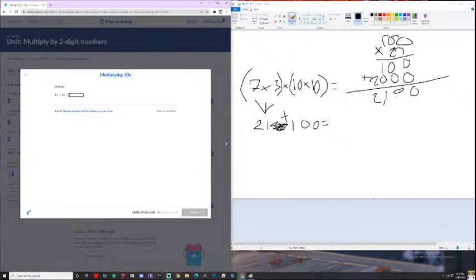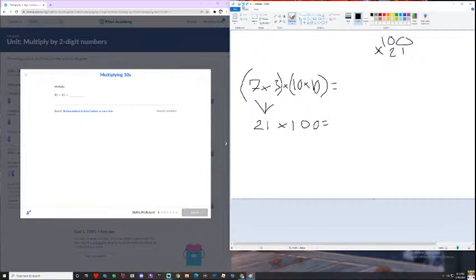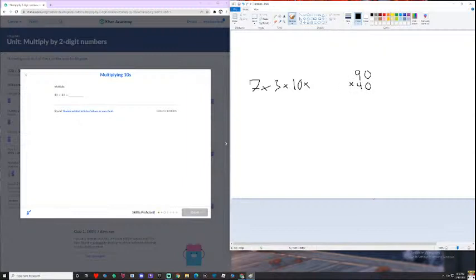But now, we got to actually normal multiplication questions. Now I'm going to show you guys how to multiply the normal way. Again. So 90 times 40.